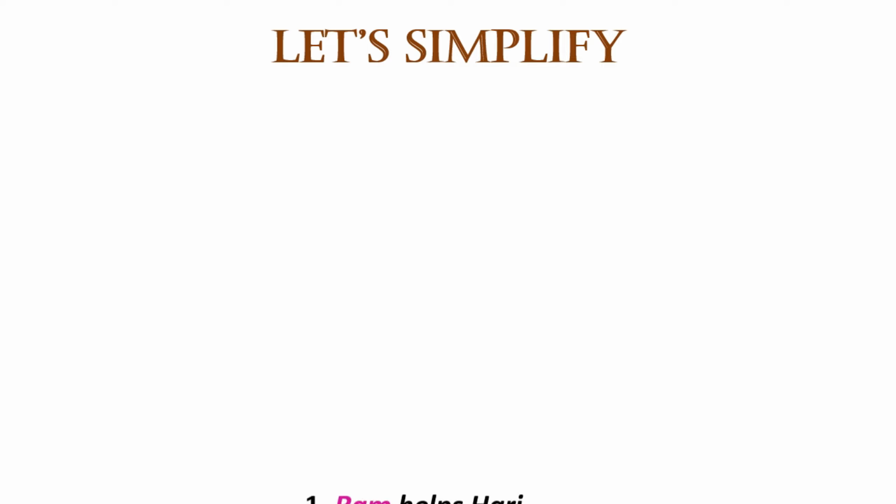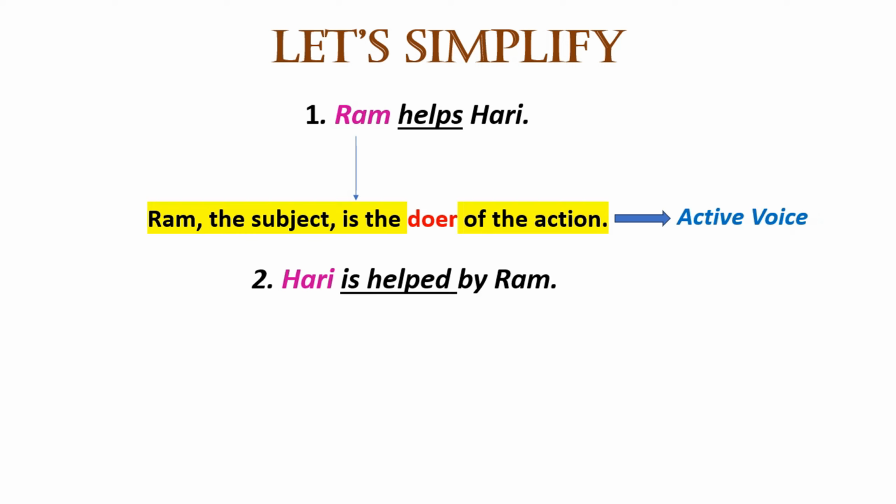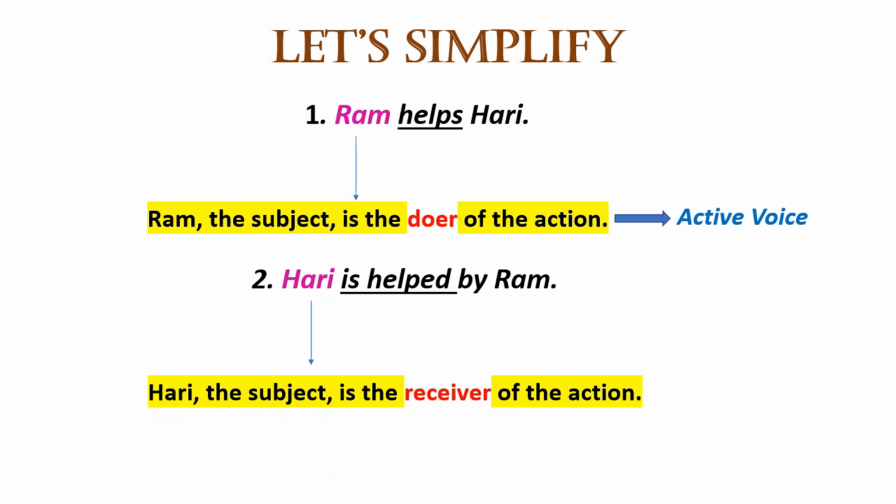Now let's simplify the concept. We will take the same sentences. Ram helps Hari. Ram is the subject here and is the doer of the action, and the action that Ram is doing is helping, the action of helping Hari. So the verb is in the active voice because Ram is the subject and the doer of the action. Now in sentence 2, Hari is helped by Ram. Hari is the subject but is the receiver of the action. So the verb is in the passive voice.